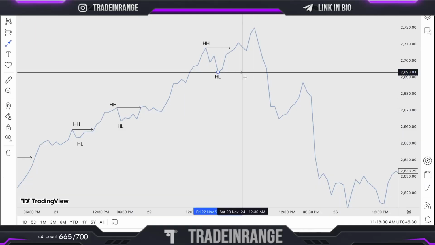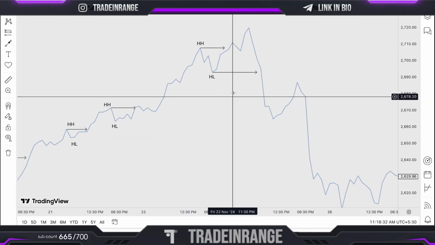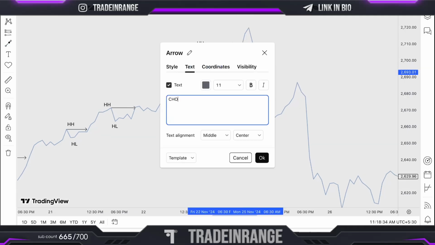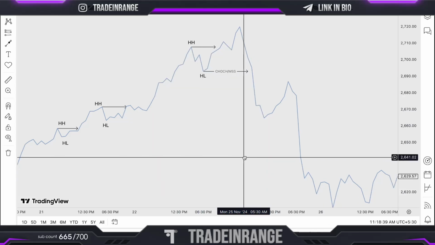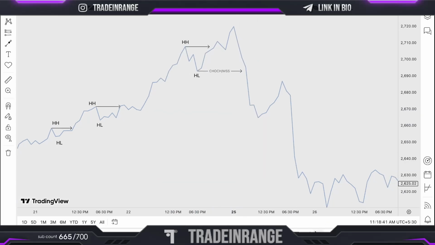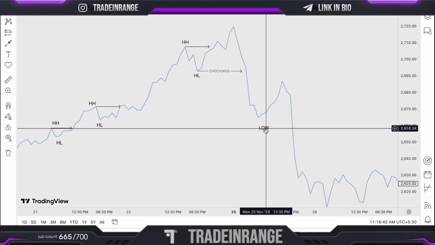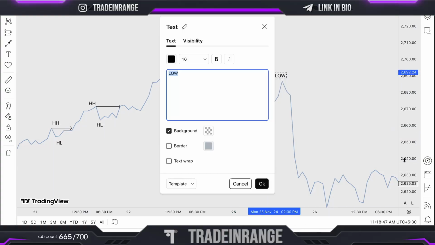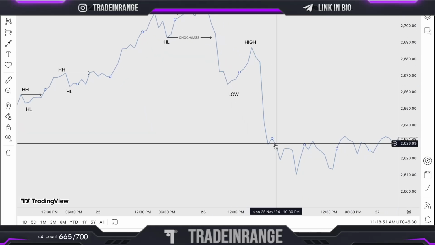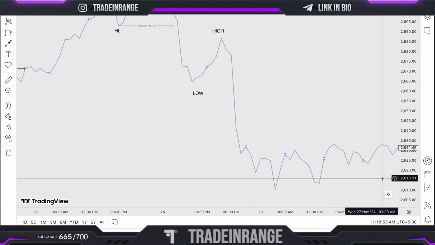What we have here is a change of character, right? We have a CHOCH forming here, or the market structure shift, right? So this will become our low, this our high, and it continues forming a lower low, lower high structure on the minor time frame.